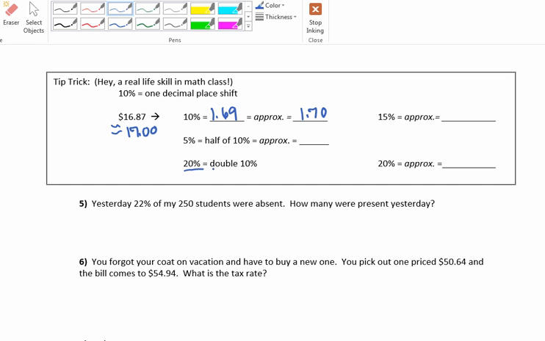So if you wanted to leave a 20% tip, which is pretty typical, all you have to do is double that 10%. So in your brain, you shift the decimal place once, and then you double that answer. $3.40 is an approximate 20% tip.